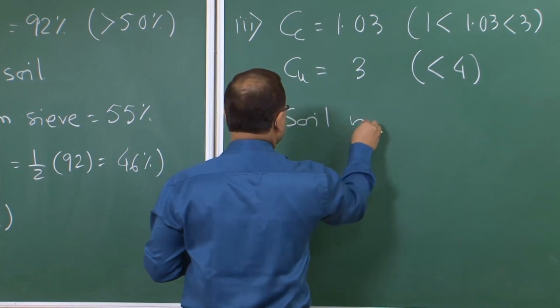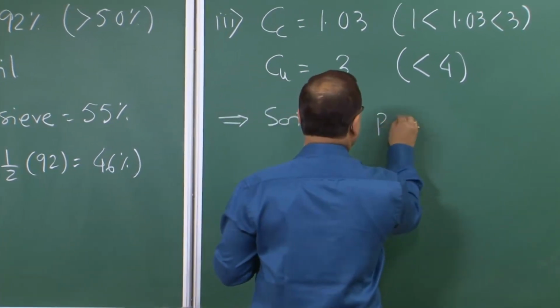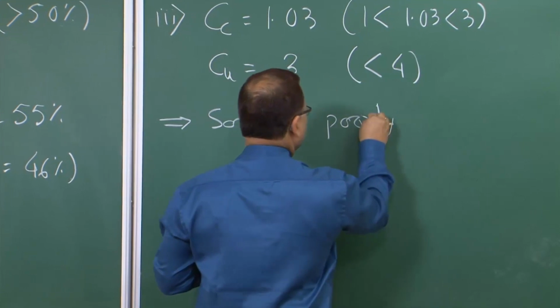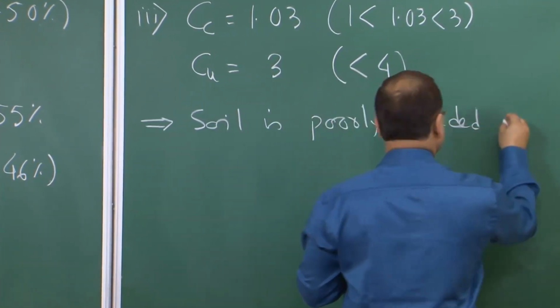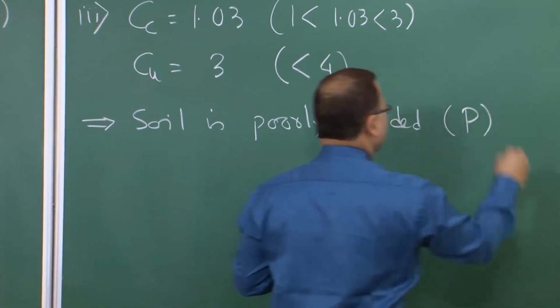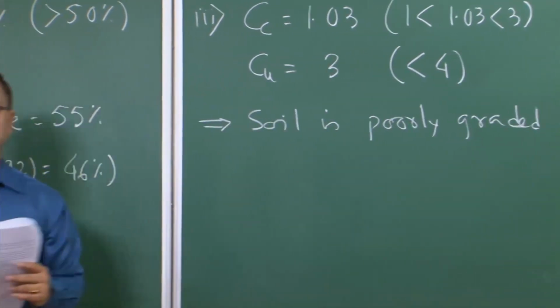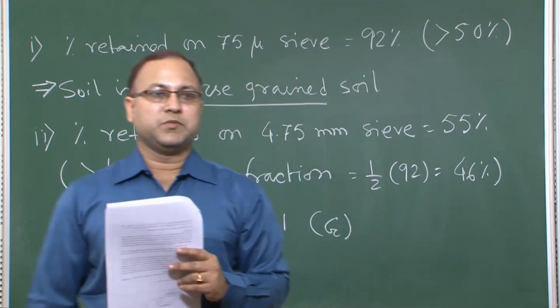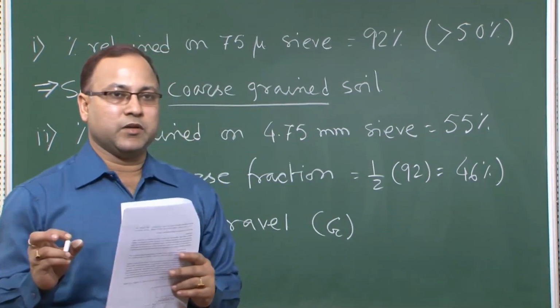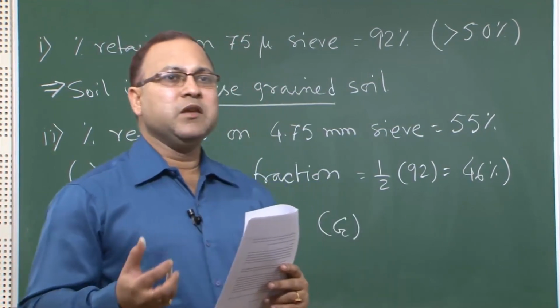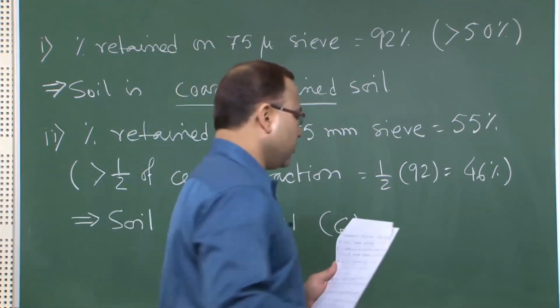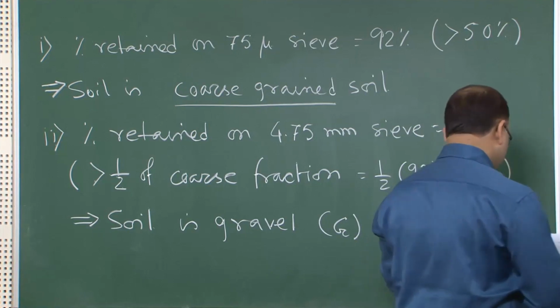So, soil is poorly graded. So, you have got the suffix as P. Okay. So, it is poorly graded gravel. Now, let us see in the problem whether you have any information about the fine contents or not. So, let us find out that.